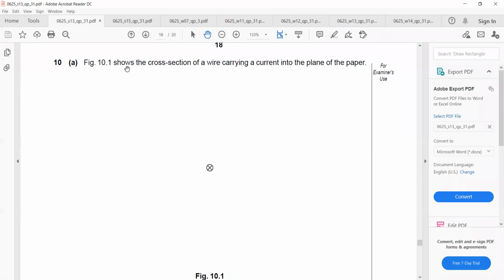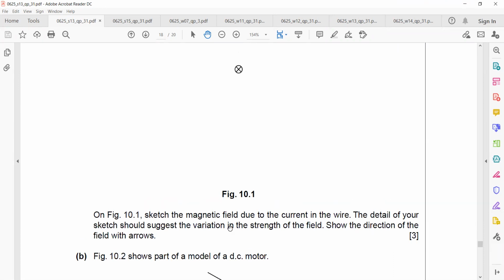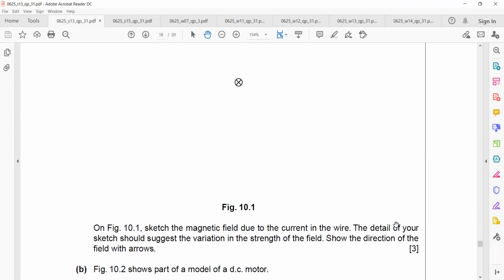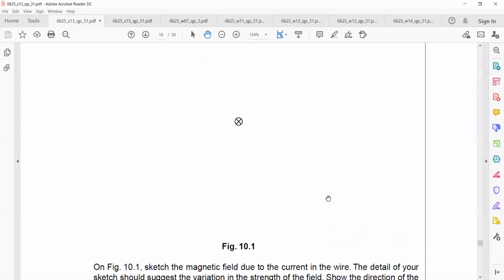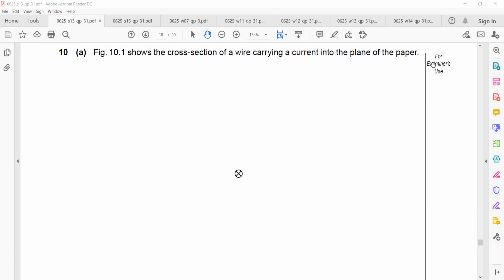Figure 10.1 shows a cross section of a wire carrying a current into the plane of the paper. In figure 10.1, sketch the magnetic field due to the current. The detail of your sketch should suggest the variation of the strength of the magnetic field and show the direction of the field with an arrow. The current is into the paper. So you can use the screen annotation to draw how the magnetic field pattern will appear. If the current is into the paper, use the right hand grip rule. Your thumb should point in and your fingers will turn around.